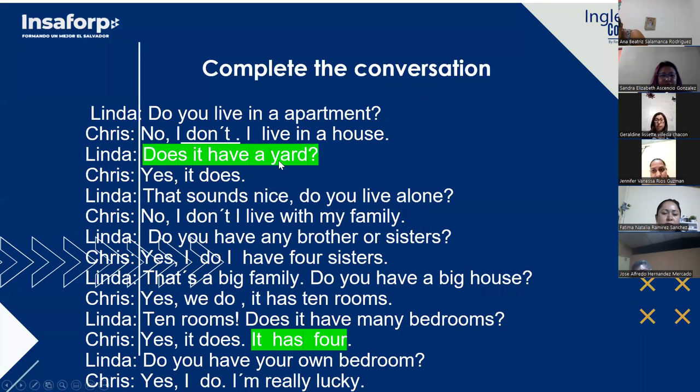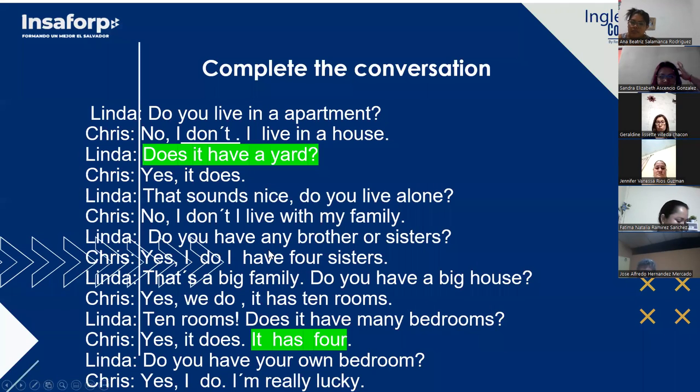Does it have a yard? Ok. Ya no va a utilizar el "does it has a yard". Pero en el caso que es una oración positiva y no se está utilizando un auxiliar, no es pregunta, entonces sí, utiliza el has. It has four. Estamos hablando de la casa. It has four. Okay.